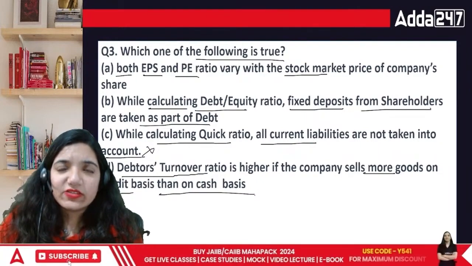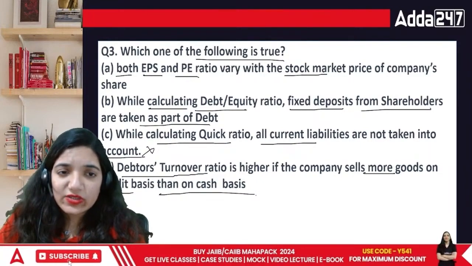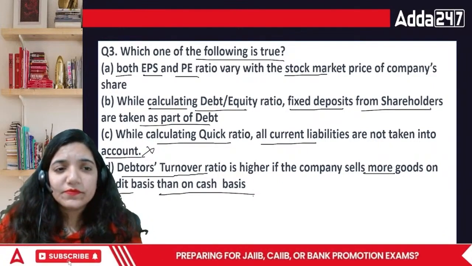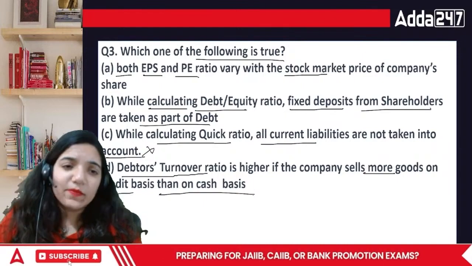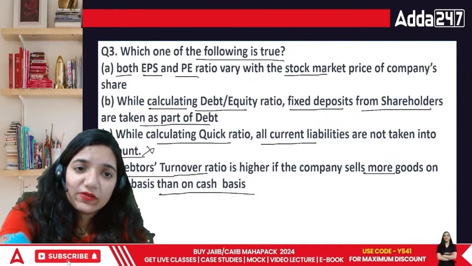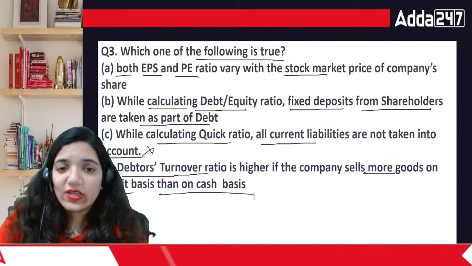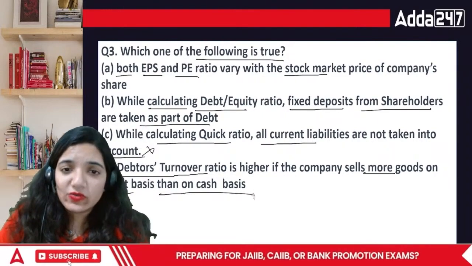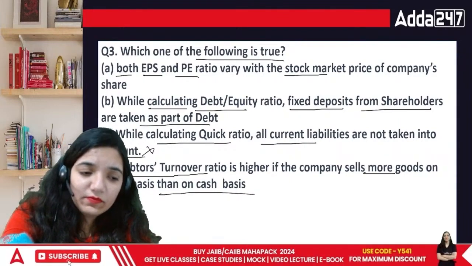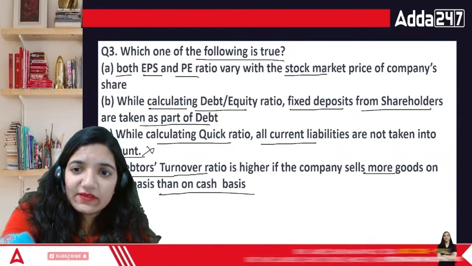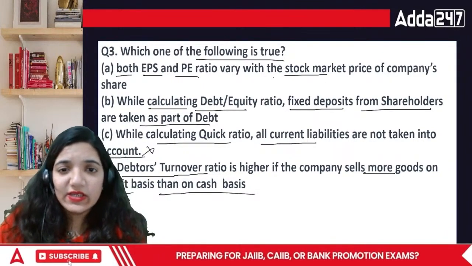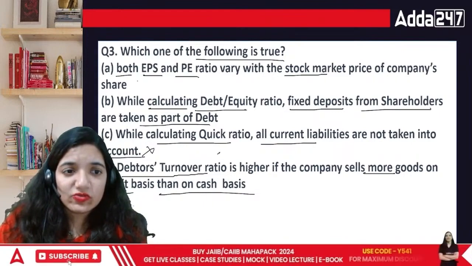Earning per share is related to the earnings of the organization, and PE ratio is based upon the market price of the particular organization. MPS upon EPS is the PE ratio. So I believe the first one is definitely not something that we can choose. Okay. So this is also not true.